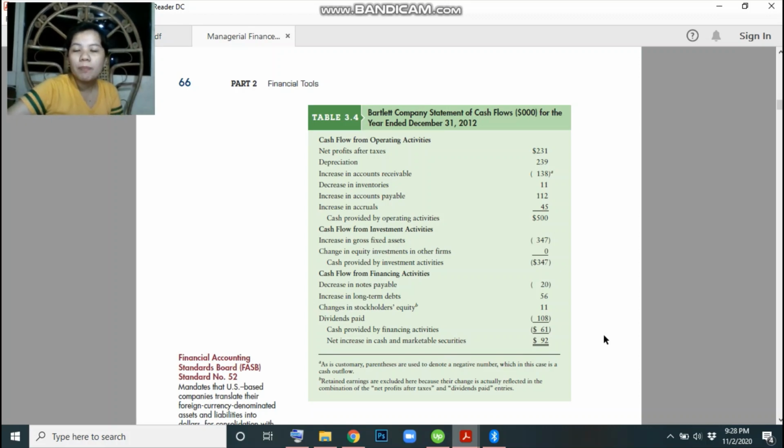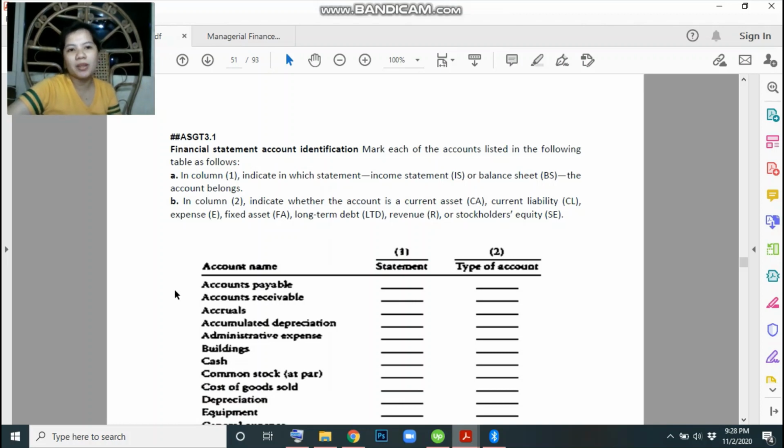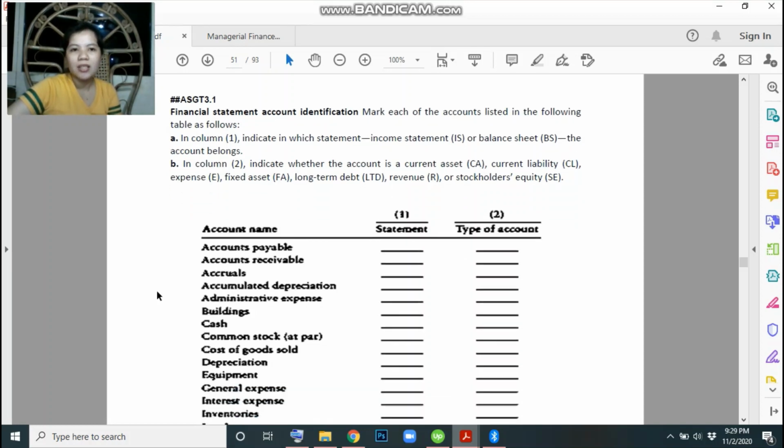So, that is part 1 of Unit 3 of Agri 4 and Management 3. This time, you'll have to answer assignment 3.1. Okay? So, here is assignment 3.1, class. Financial statement account identification. You mark each of the accounts listed in the following table as follows. In column 1, you indicate in which statement it belongs, whether it is an income statement or balance sheet. If it is an income statement, you write IS. If balance sheet, you write BS.